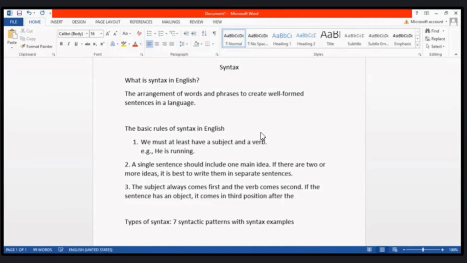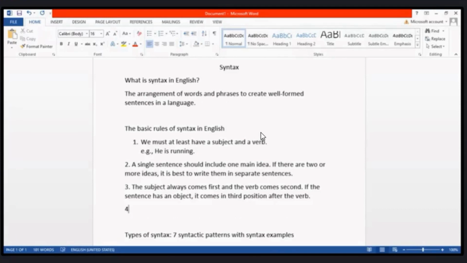after the verb. So first things first, the subject always comes first. And then followed by the verb, so the verb comes after the subject. Now in a sentence, if there's an object, in that case it will come in the third position, which is after the verb. So this is the third rule. Now let's go to the fourth rule. In our fourth rule, what do we have?